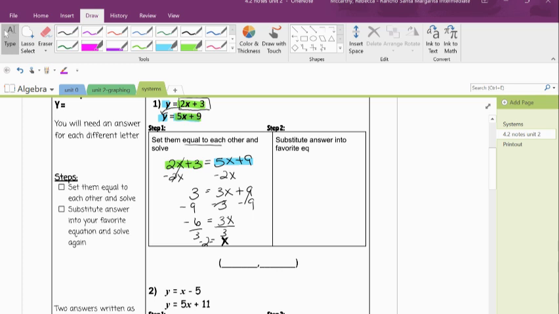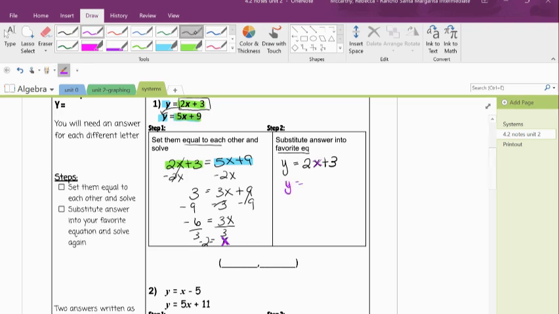So now I'm going to take one of the equations. It doesn't matter, but I'm going to take my favorite equation and substitute my x answer. So here's my x, and I'm going to pick the top one. Again, it does not matter. y equals 2x plus 3, and every time I see my x, I'm going to replace it with my value.